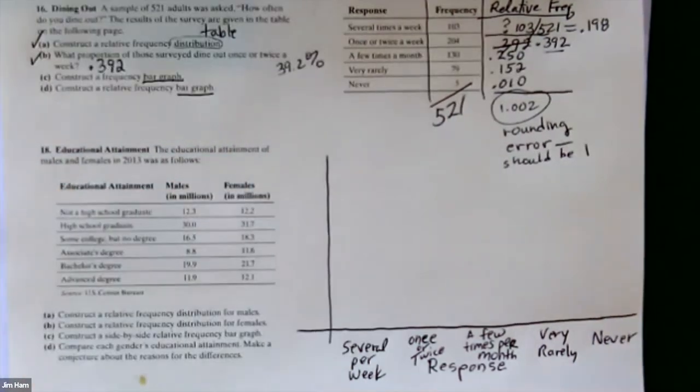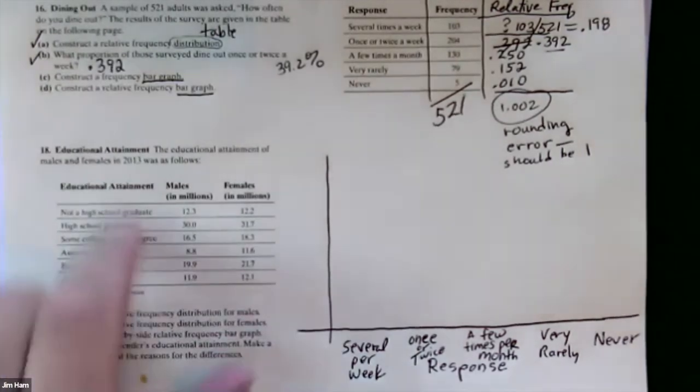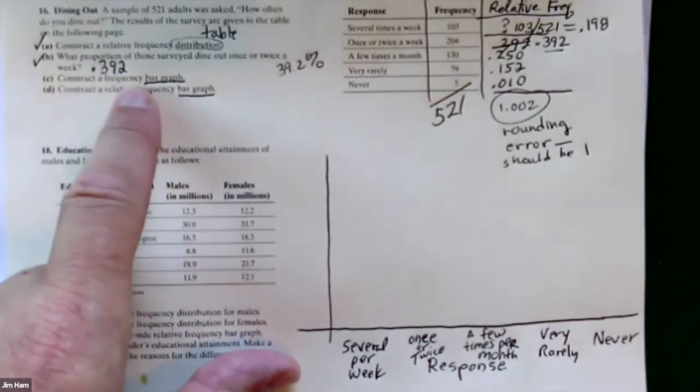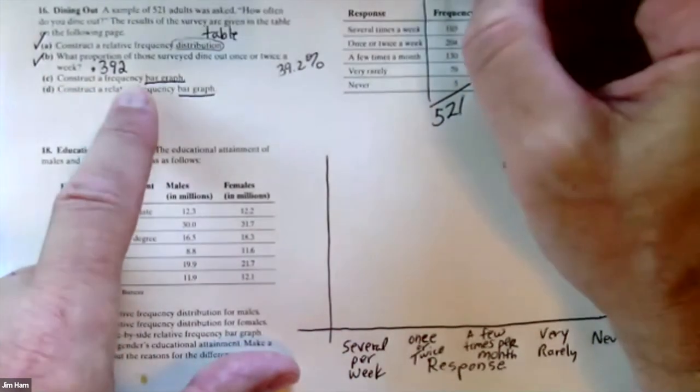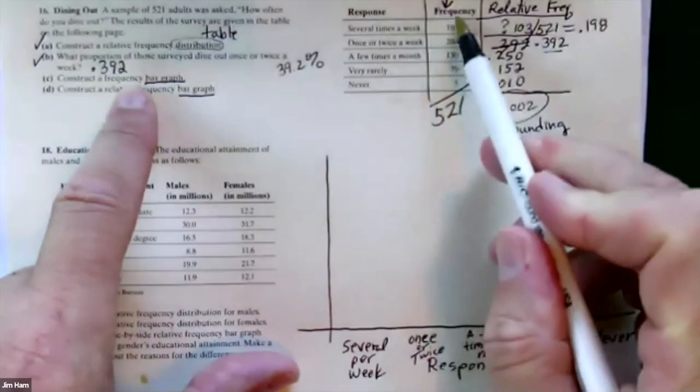So what you want to try to aim for here is to have all of the bars have the same width and have the same gaps between the bars. So it looks kind of, you know, professionally done. For part C, it says construct a frequency. So we're focusing in on the column of frequencies here.